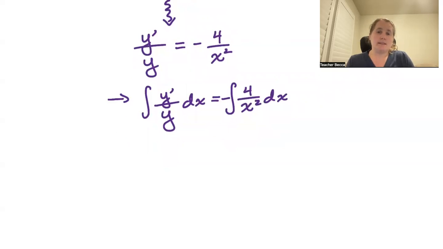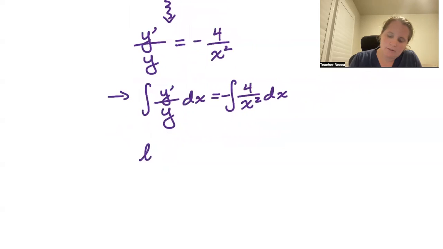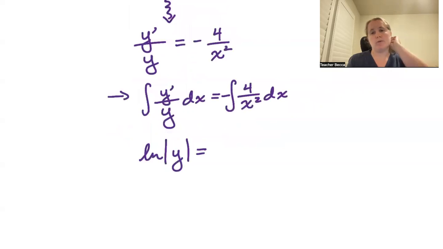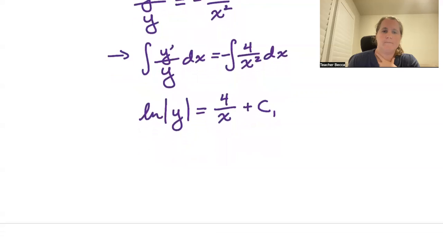That left-hand side is just the natural log of the absolute value of y. Right-hand side, if we integrate negative 4 over x squared, that is negative 4x to the negative 2 goes up to negative 4x to the negative 1. We divide by a negative. We wind up just with 4 over x plus c1.